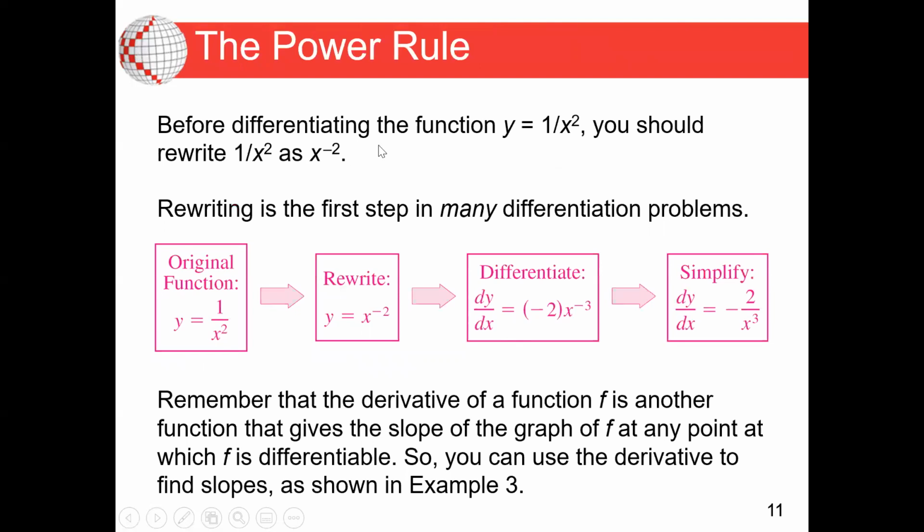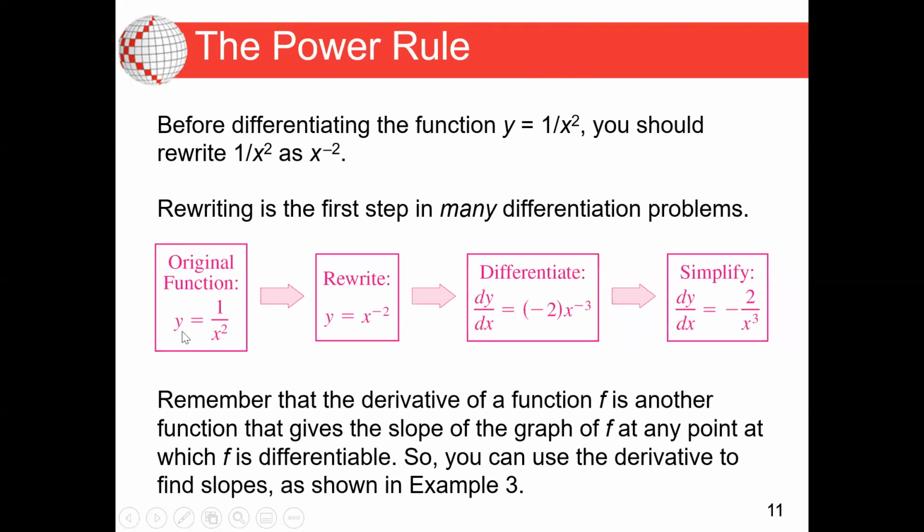Now, what we see with the radical sign, or most of the time, when we have a variable at the denominator, it's always good to rewrite the expression so that the variable will be at the top, as a numerator. So here we say before differentiating the function y equal to 1 over x squared, you should rewrite 1 over x squared as x to the power negative 2. The goal is again to bring the variables up. Now, if we have a constant value at the bottom, we always leave the constant value, but the variable is moved.